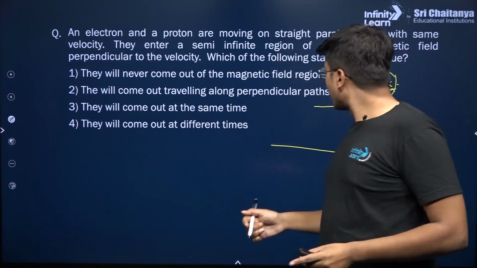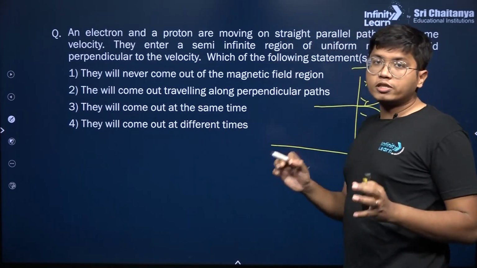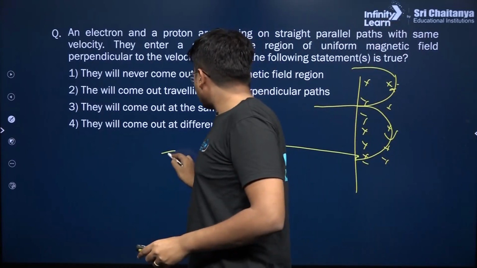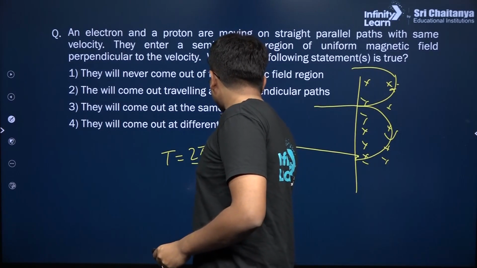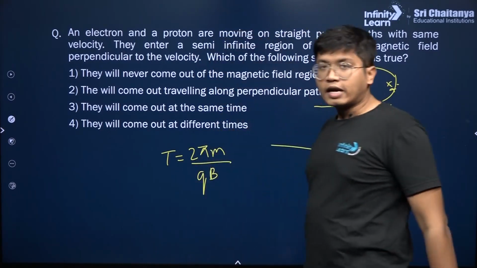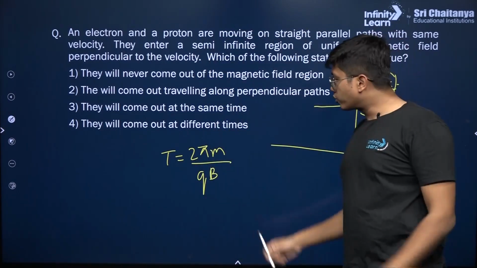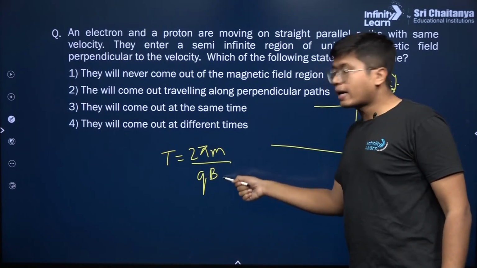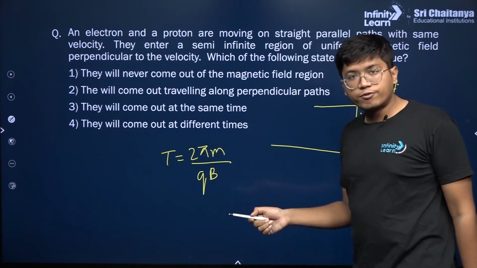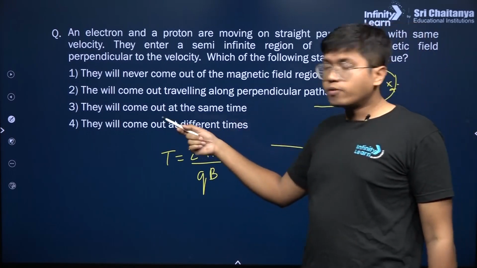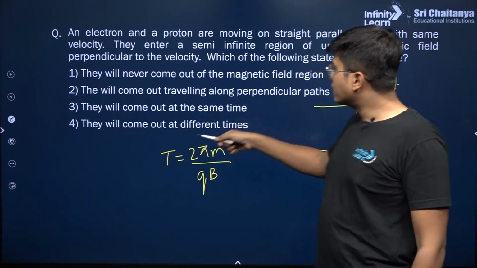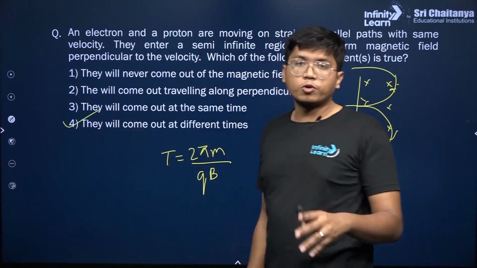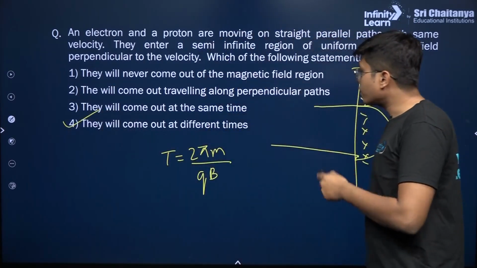This is not true, because the time period of circular motion in any magnetic field is given by the relation T is equal to 2 pi m divided by Q into B. As you can see, with regards to proton and electron, 2 pi, charge and magnetic field are same, but mass is different. Proton's mass is much heavier, which means T will be different for them, so they will not come out at the same time. They will come out at different times. The proton will take longer to come out.